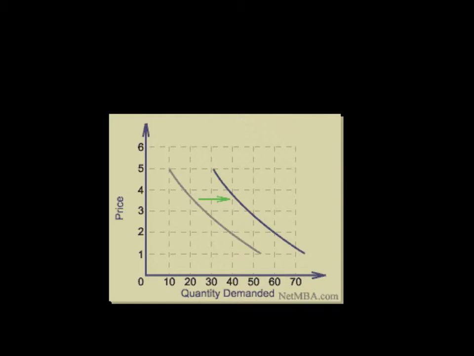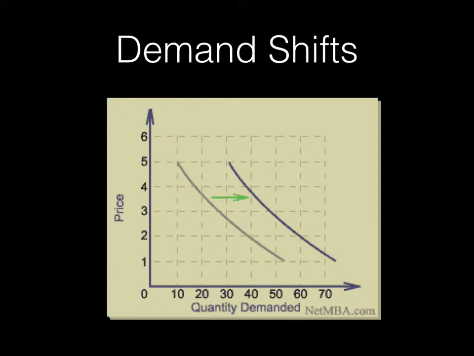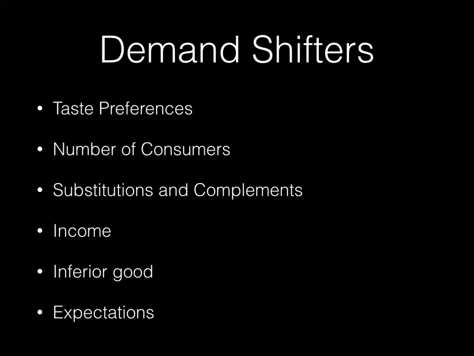And this will start to make sense as you start to see it in real life, which is what's so great about economics. So we're going to look at what are called demand shifters, things that actually shift demand. Here's your list of the things that we're going to look at. We're going to look at taste preferences, the number of consumers, substitution and complements. We're going to look at income, and income includes inferior goods, and then expectations.